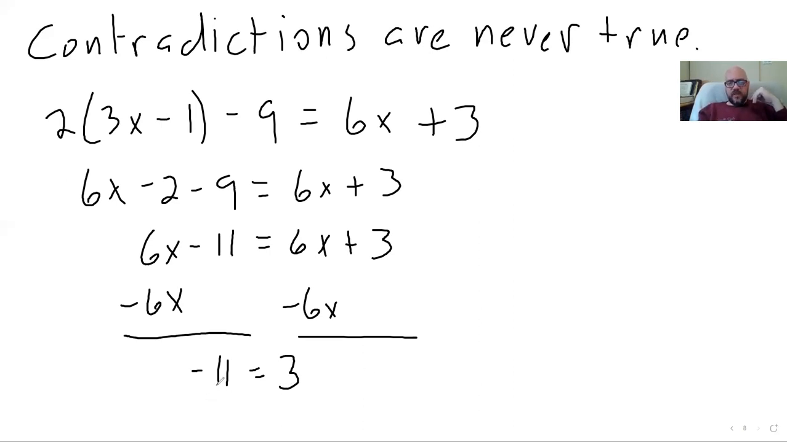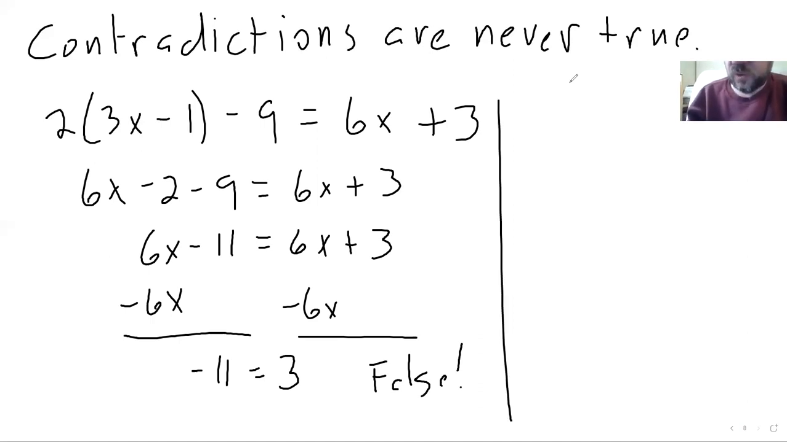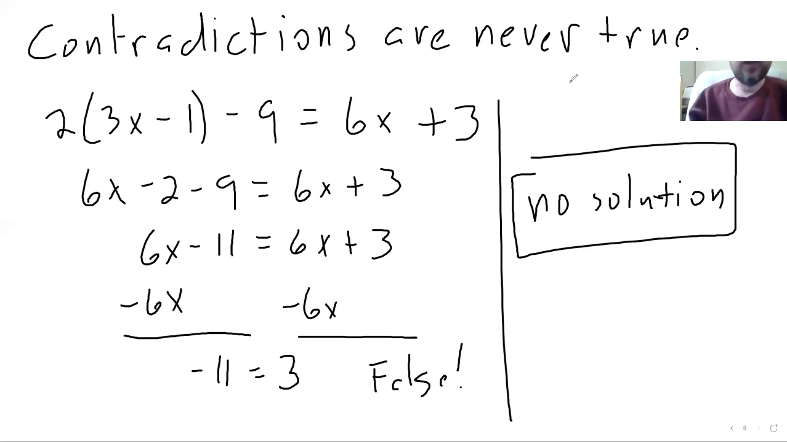So what I have is negative 11 equals 3, which is always false. And so this is a contradiction. And so there are no solutions to this equation. So what I get is no solution. Right, that's my answer. There is no solution to this equation because it is a contradiction, right?